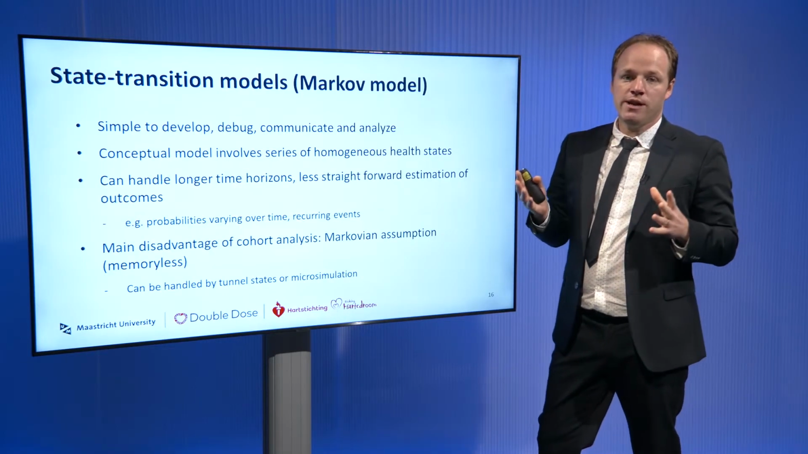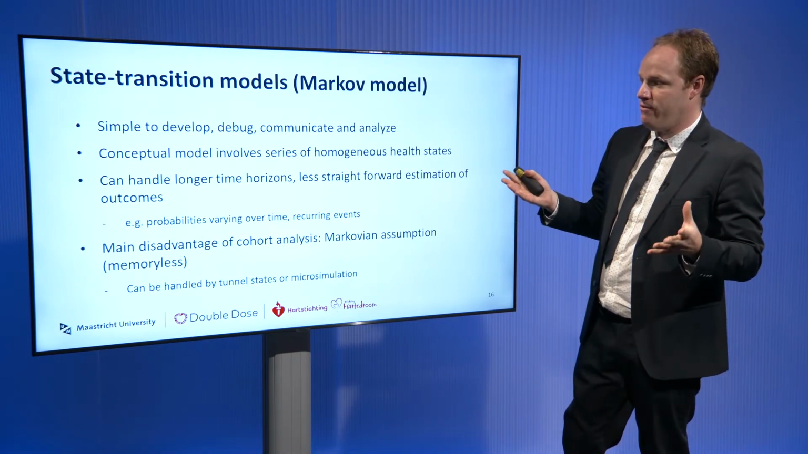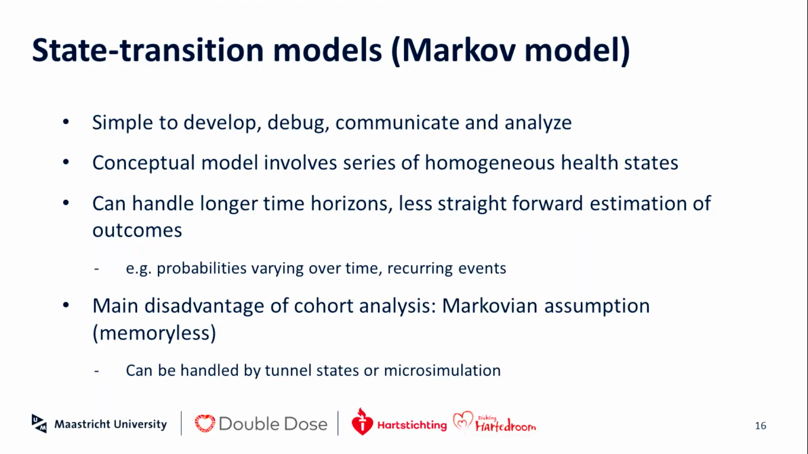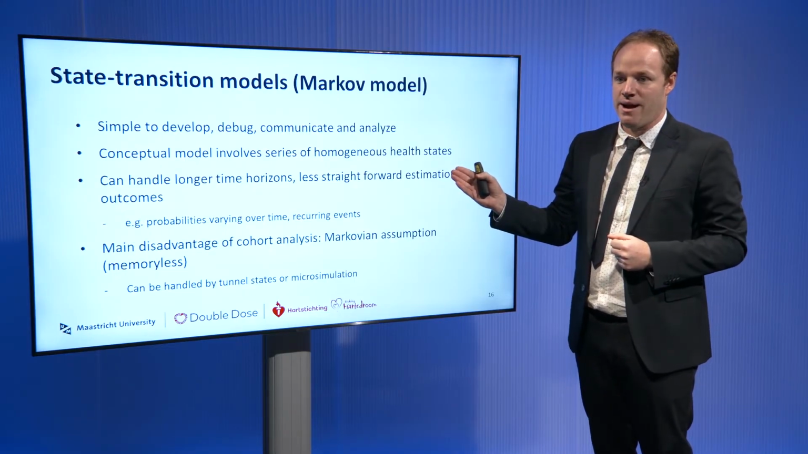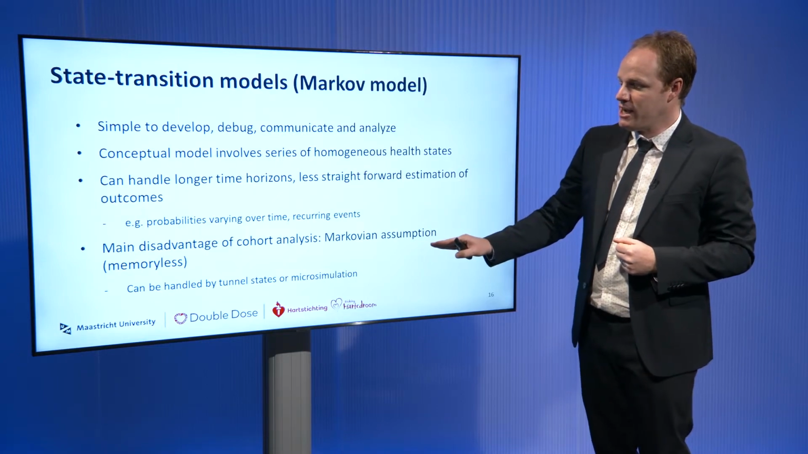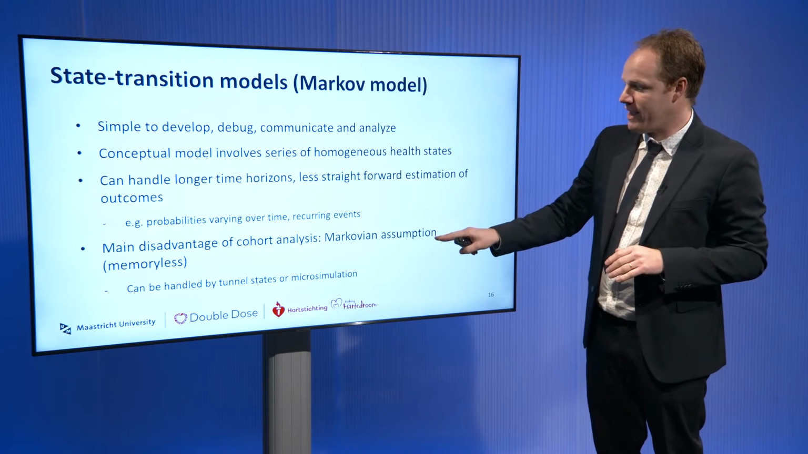This type of model, the Markov model, that we also call the state transition model, is simple to develop, to debug, to communicate, and to analyze, and it really involves homogeneous health states with different characteristics. Thus, they are really appropriate for chronic disease when we need to model over a long time. A main limitation, at least of a cohort analysis, is the Markovian assumption.